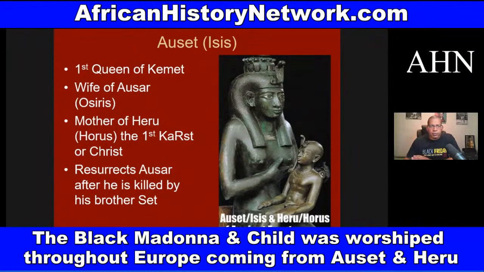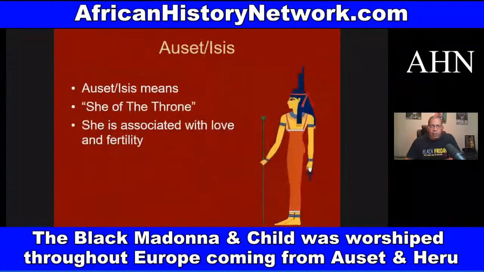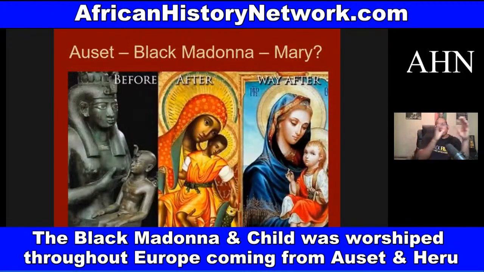We know Set, first queen of Kemet, first queen of Egypt in the mythology, mother of Heru. Heru was born on December 25th, and it was a virgin birth. And from Set and Heru, we get the Black Madonna and Child that was worshipped all throughout Europe, even before the Moors go in 711 AD. Europeans are worshiping African people. And then from the Black Madonna and Child, we get the decolorized version. We get the white Mary and Jesus.